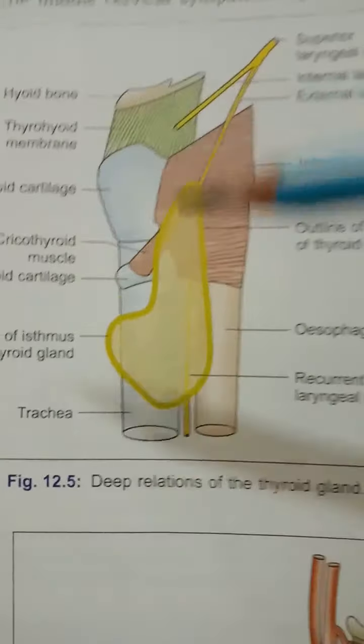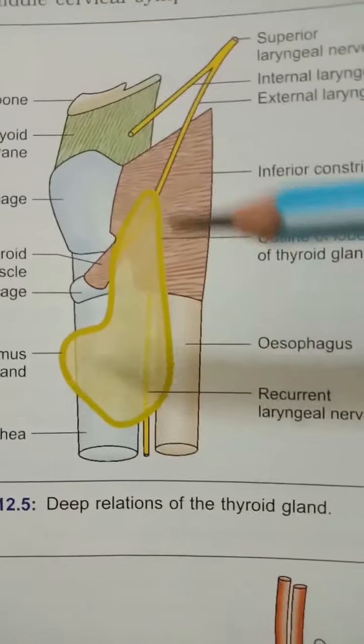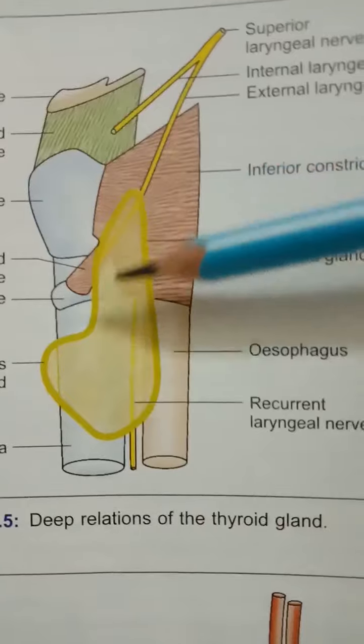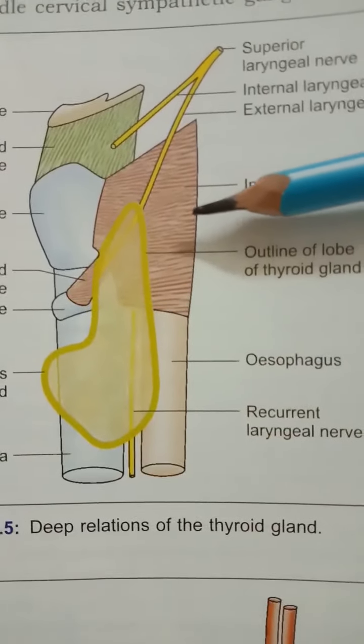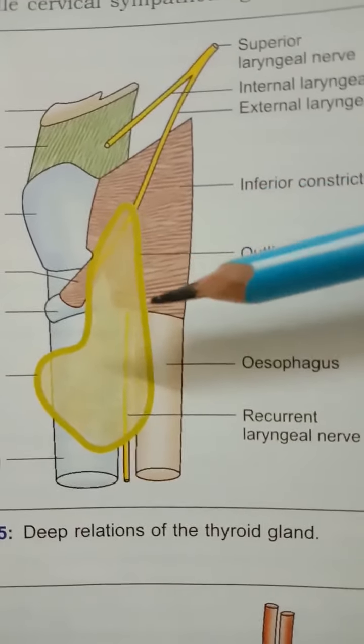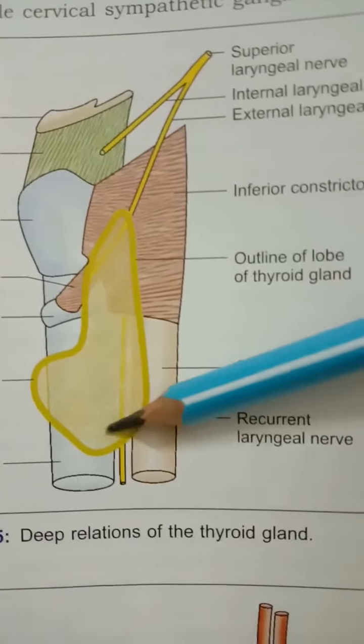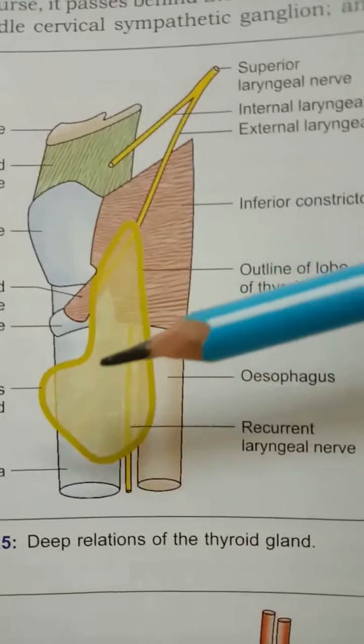Parts and the relations of the thyroid gland or the thyroid lobe. Each lobe of the thyroid gland is roughly pyramidal or conical in shape, and because of this it has an apex, and the base. Then the three surfaces, that is the lateral surface, opposite to it the medial surface, and the posterolateral surface, and the two borders, that is the anterior border and the posterior border.